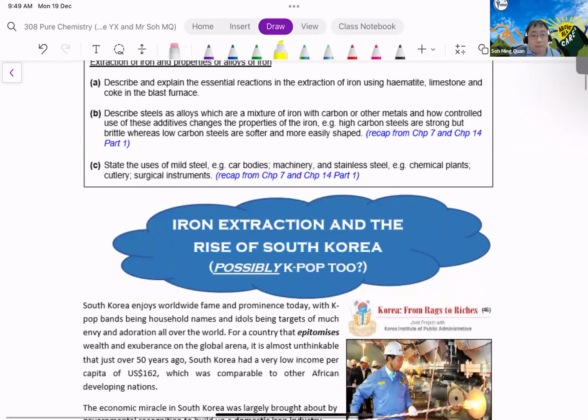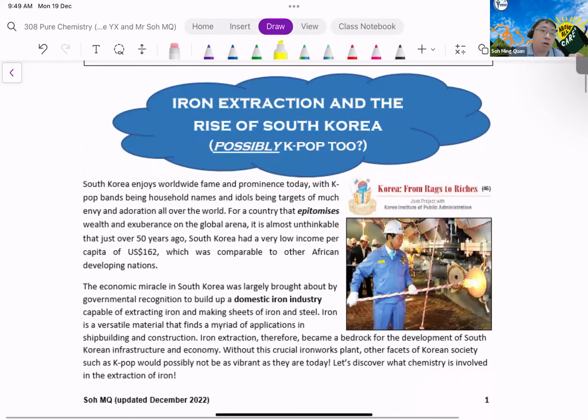And if you look at the short text below, really the extraction of iron is closely related to politics, is closely related to how countries have developed. Okay, many of us now think that South Korea is very rich, and a powerful country, politically, economically, and culturally. All of us are familiar with K-pop, Korean entertainment. Most of our entertainment has been taken over by Korean shows, Korean programs, right? How did it become like that?